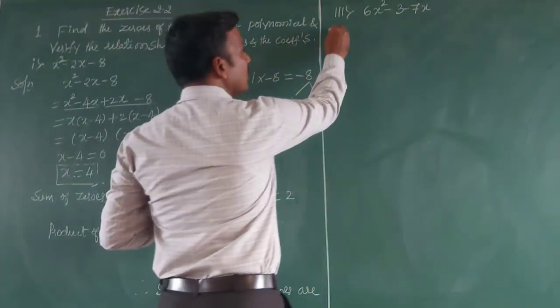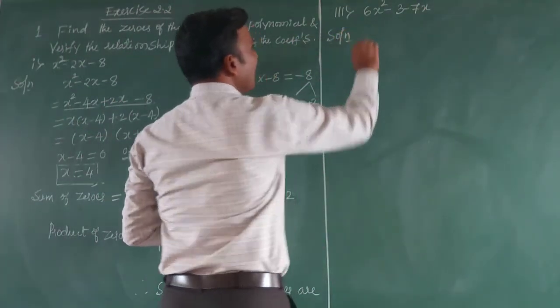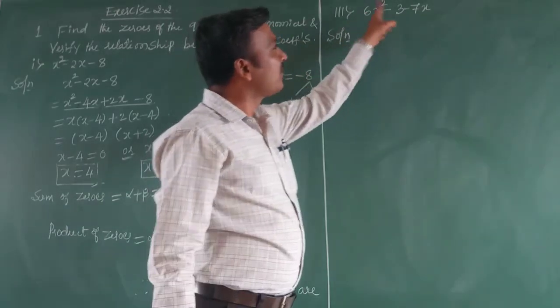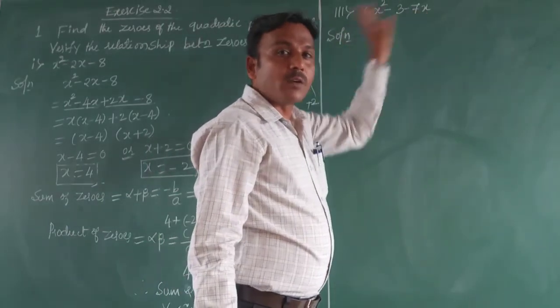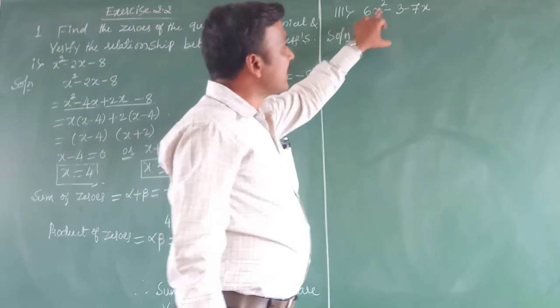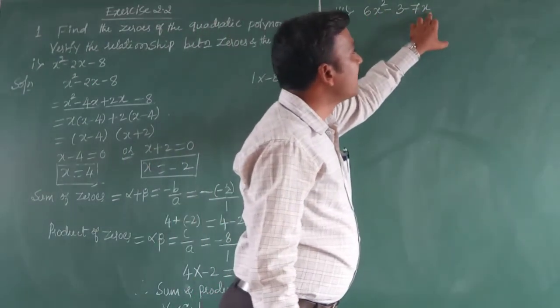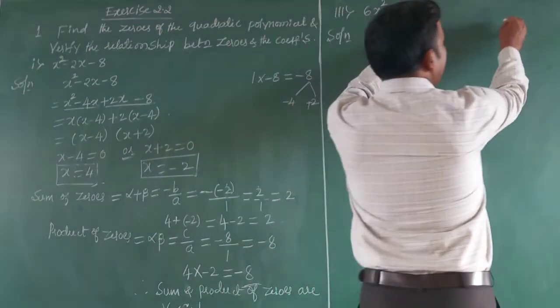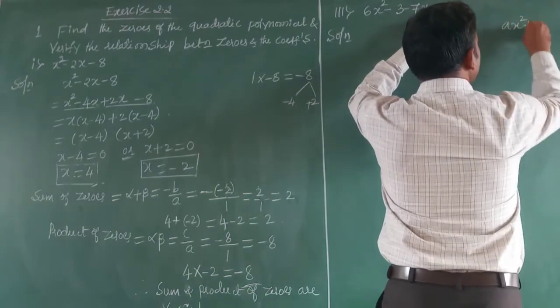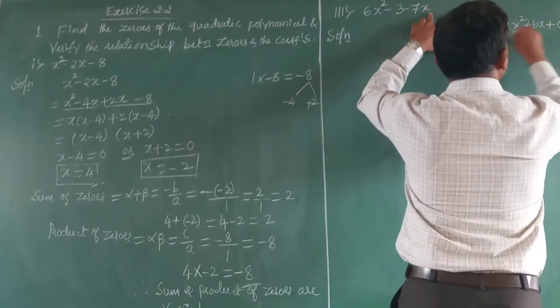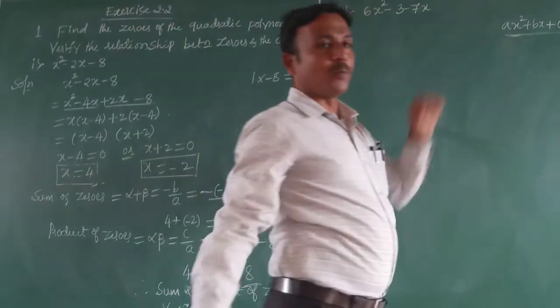Now I will take the third question. This is a little different because it is not in the standard form of the quadratic polynomial. See, 6x square minus 3 minus 7x. Actually, ax square plus bx plus c is the general form of a quadratic polynomial.